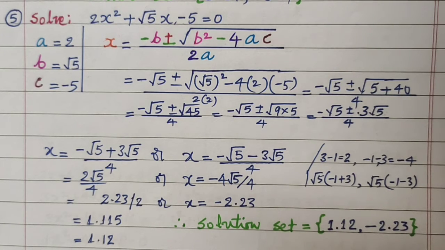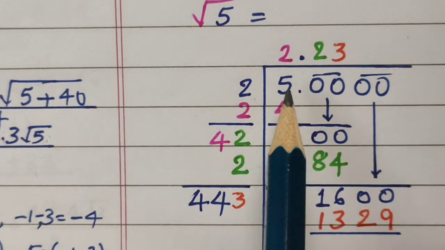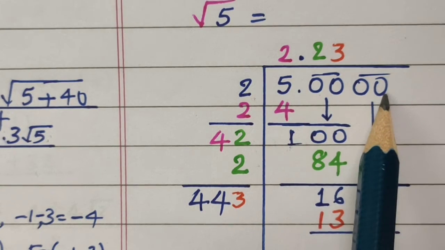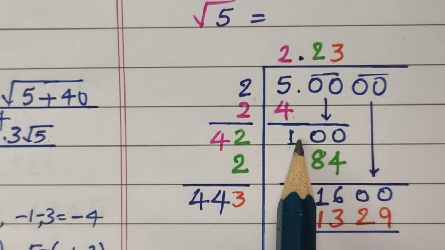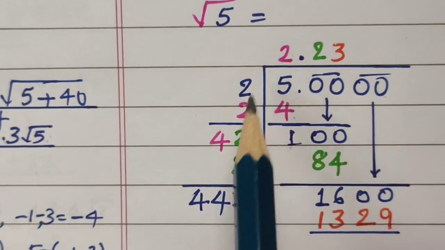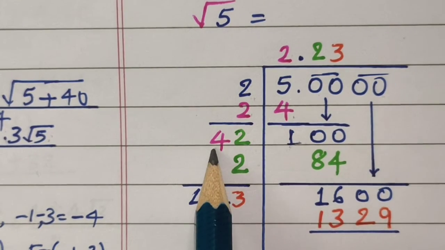Let us find out the square root of 5. Write 5 with 2 zeros after the point. The nearest is 2 twos are 4. Then subtract, you get 1. Add this 2 with this 2. 2 plus 2 is 4.